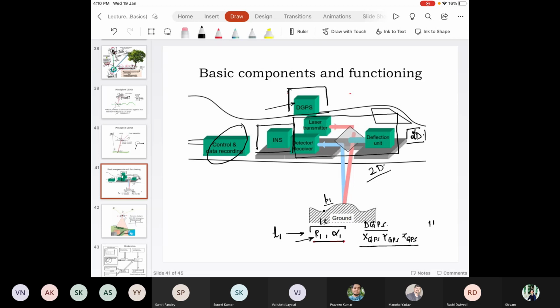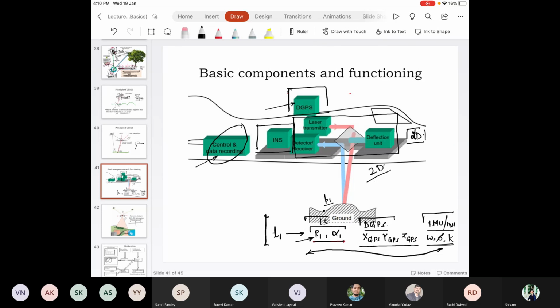Then we have the IMU unit, IMU or INS. Then the angles are recorded, that is omega, phi, and kappa. All this information is recorded in the internal memory of these systems, which is further fetched by the data recording and control centralized unit. And at time T1 only, all these individual sensor data are processed together.